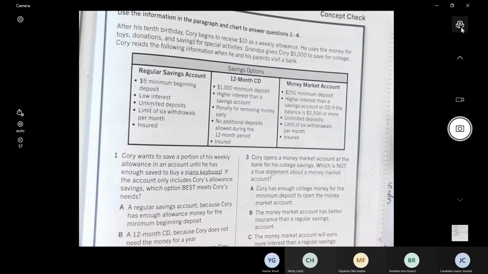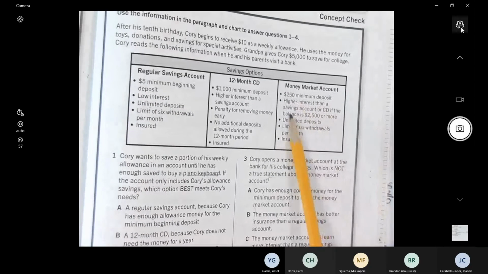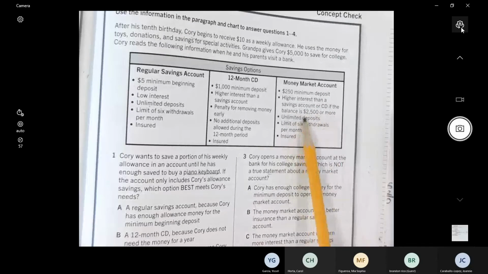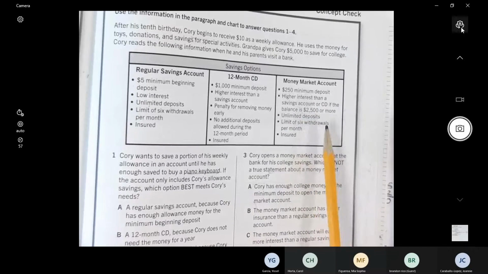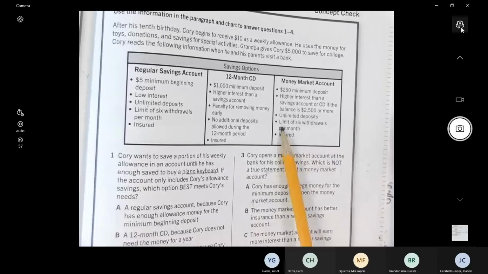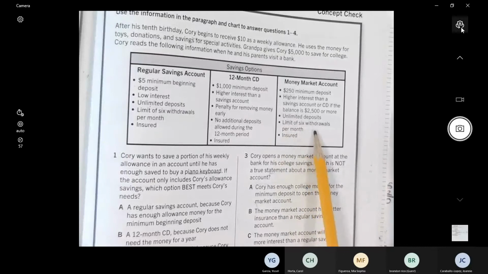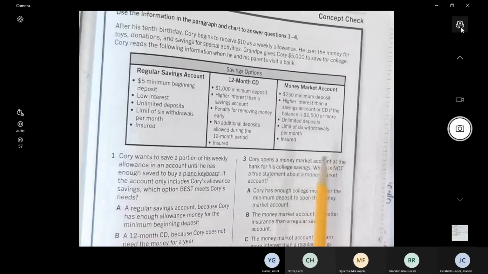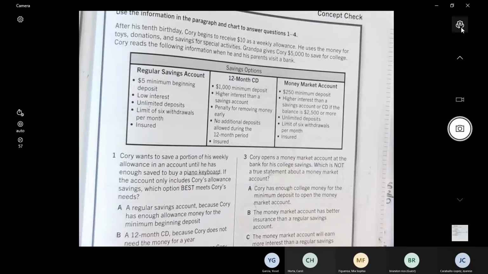Okay, who's next? David. Money market account. Medium interest, higher insurance than a savings account or CD if the balance is $2,500 or more. Limit of six withdrawals per month. Insured.